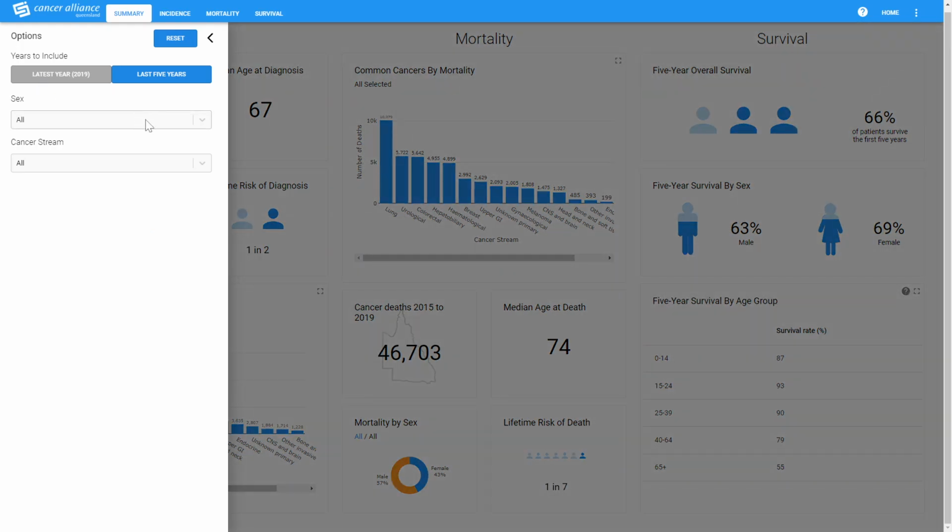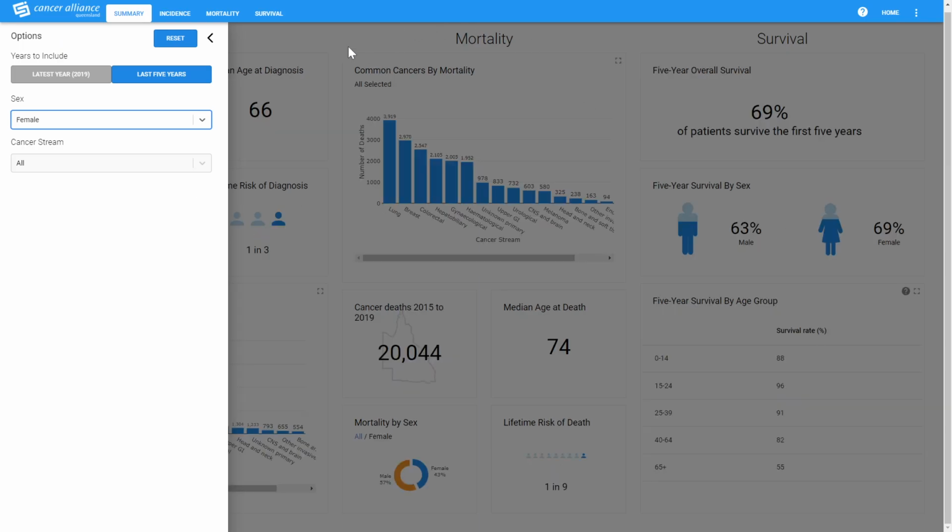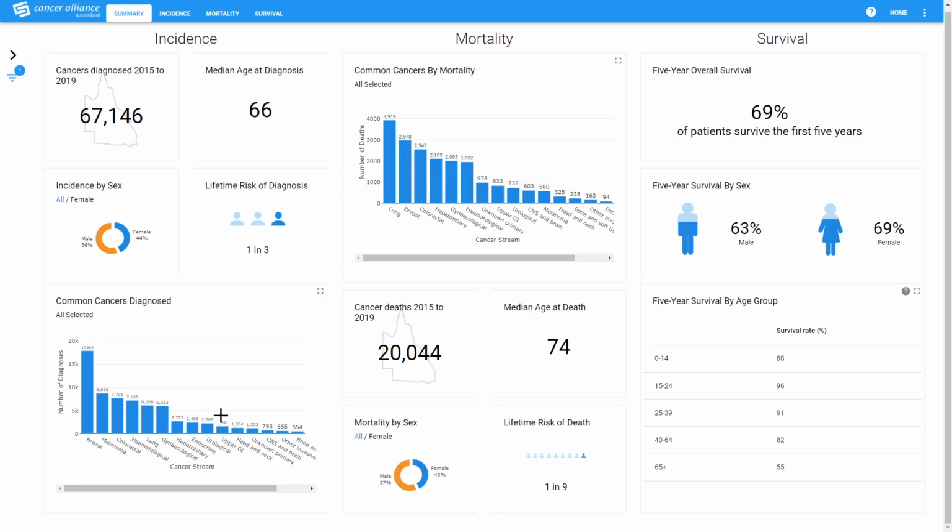As I mentioned, we can do some limited filtering. So for example, I might be interested in looking at females, and you'll note that when I do that, the order of these bars change. So now breast cancer is the most commonly diagnosed and lung cancer is the most common cause of death.